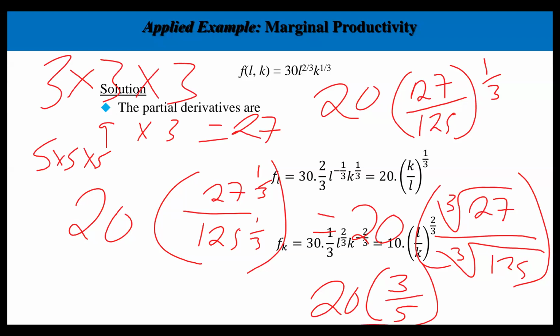If you want, you can still further simplify this. 5 into 20, like 20 times this, summarize this function. You will have 20 times the 3 is 60, divided by 5, that will be 12. So the marginal product of labor is what? 12. The marginal product of labor is 12 at these points, when labor units are 27 and 125.